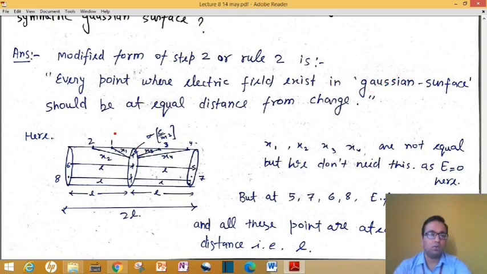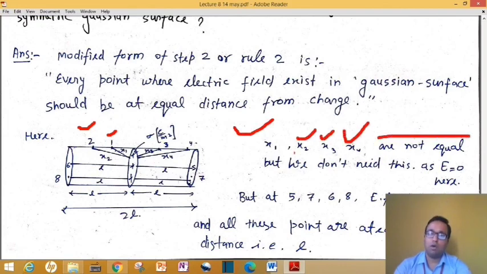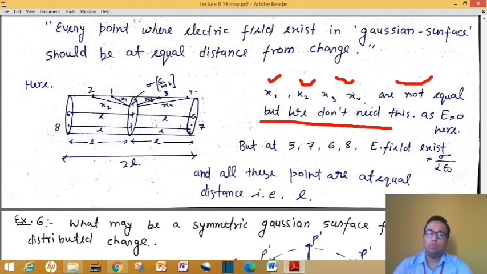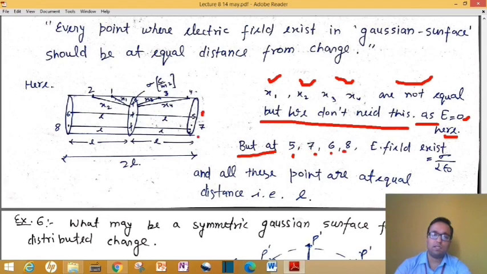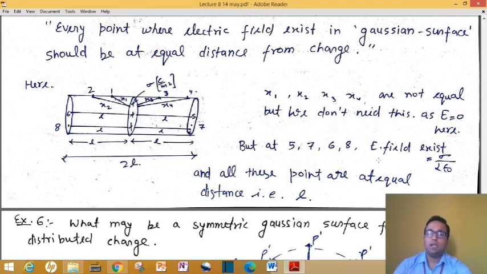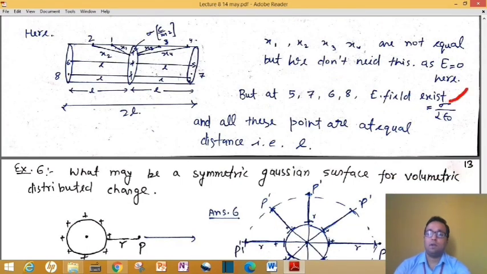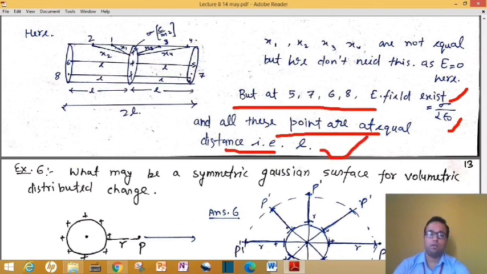Now I think this is clear to you that at points 1, 2, 3, 4, x1, x2, x3, x4 are not equal, but we don't need them as electric field is 0 there. But at 5, 7, 6 and 8, electric field exists, and that electric field is sigma upon 2 epsilon naught, and all these points are at equal distance. So this is important for us.